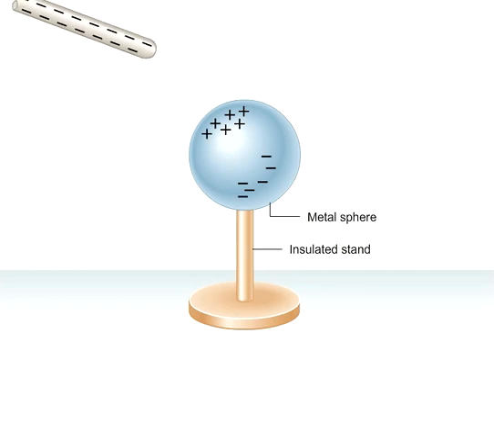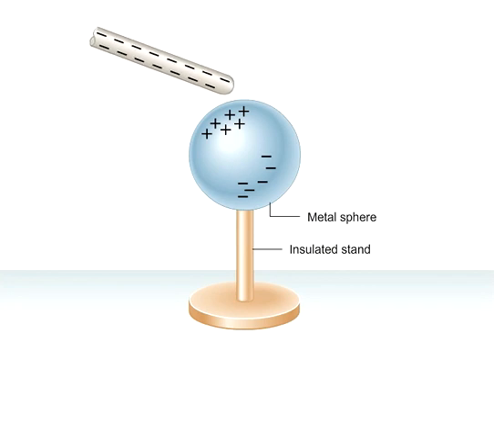Note that only the negative charges can move. For every negative charge that moves to the lower left, a positive charge in the upper right remains. When the rod makes contact with the conducting sphere, some of the excess charge migrates onto the sphere.